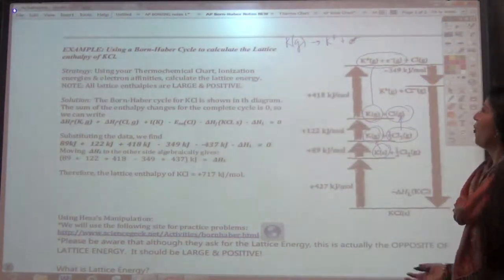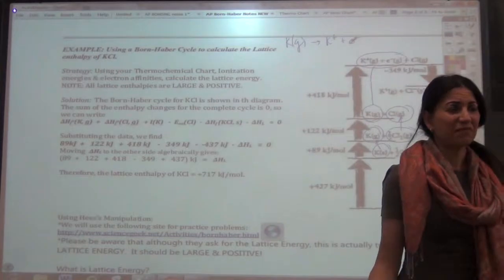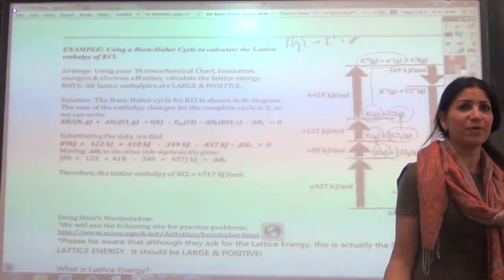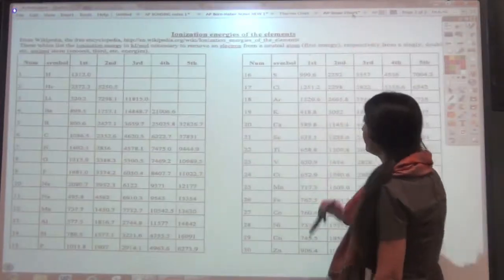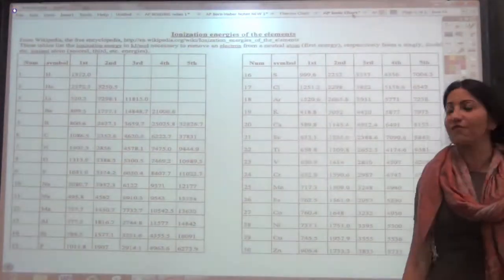Okay? So where am I supposed to get this number from? You're not going to find it on the thermal chart. Where do we need to look? The ionization energy chart. So we're going to take a look at our ionization energy chart. And what am I looking for on here?